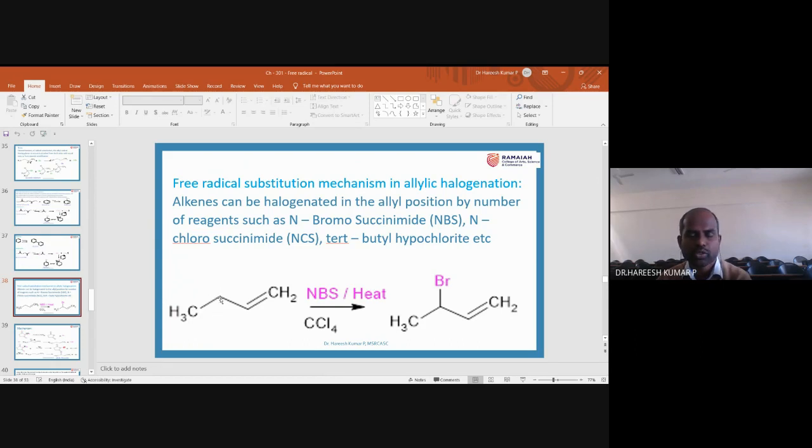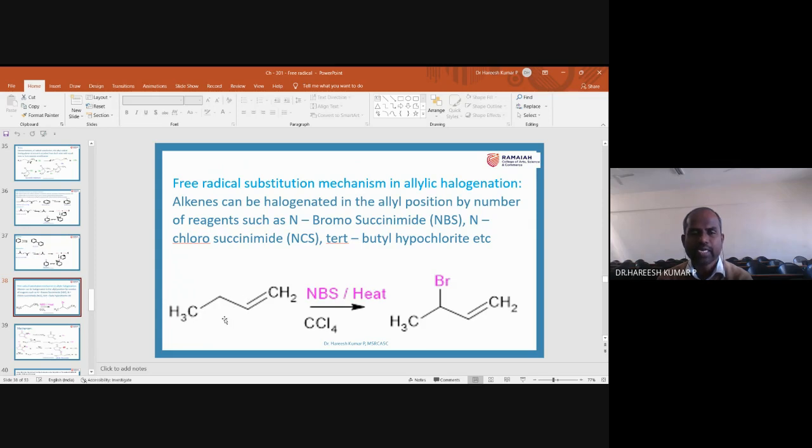What is allylic position? Next to the double bonded carbon. This is the double bonded carbon, that means this C=C. And these carbons are called vinylic carbons. This is a vinylic carbon, this is also a vinylic carbon, and this is the allylic carbon.